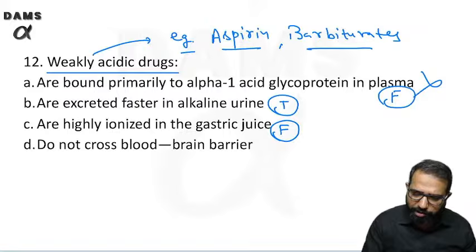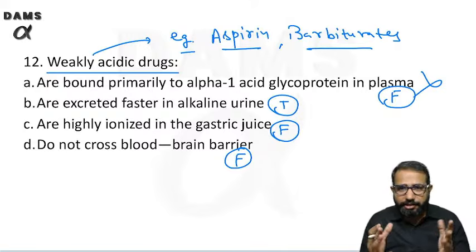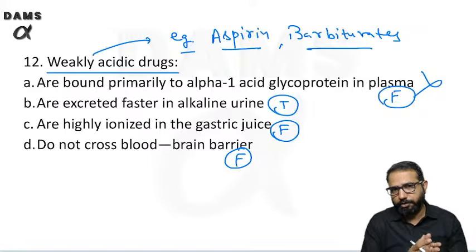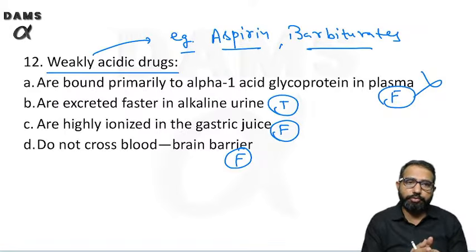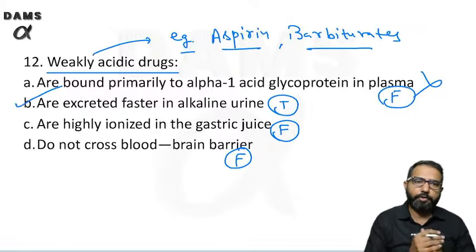They do not cross the blood-brain barrier. It's not like that. To cross the blood-brain barrier, acidic or basic is not important. What is important is unionized or ionized. It's not that all acidic drugs do not cross the blood-brain barrier. No, that is false. So it is option B.